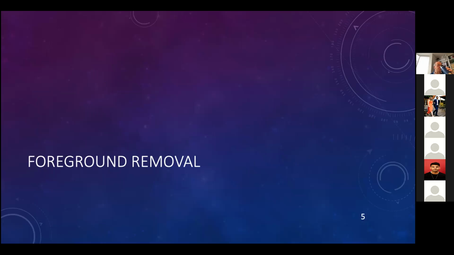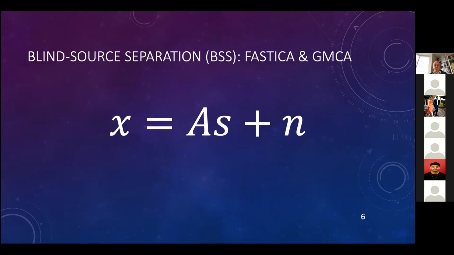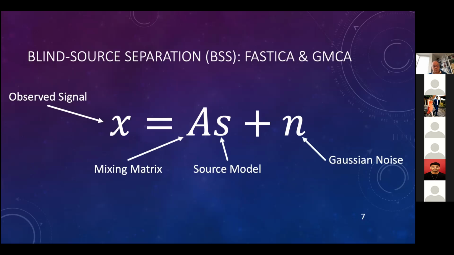For the analysis done in this paper, we use foreground removal. Just in case in the last 4 minutes you've completely forgotten blind source separation techniques, such as GMCA, I'll give a brief overview. The signal we wish to observe is composed of a foreground model, and as Isabella said, it's made up of a mixing matrix and a source model. The source model is a column matrix where each row is a different foreground.